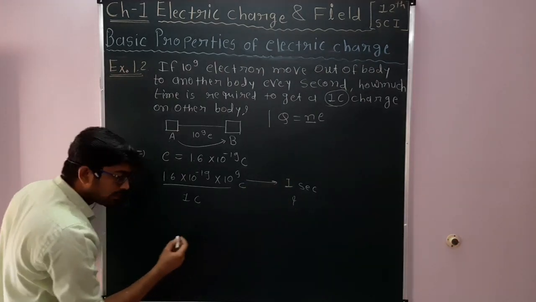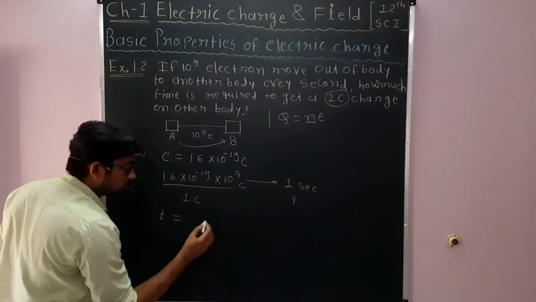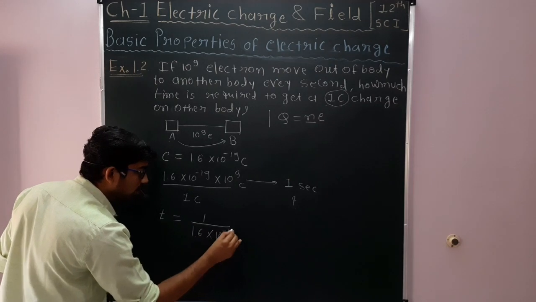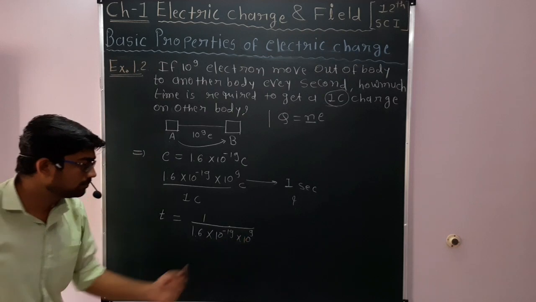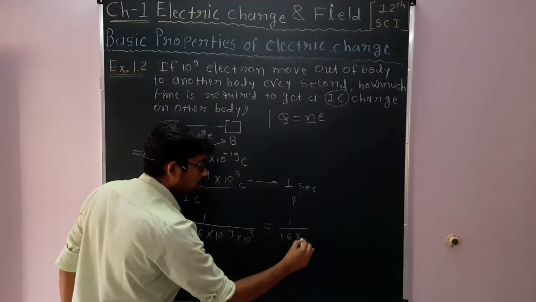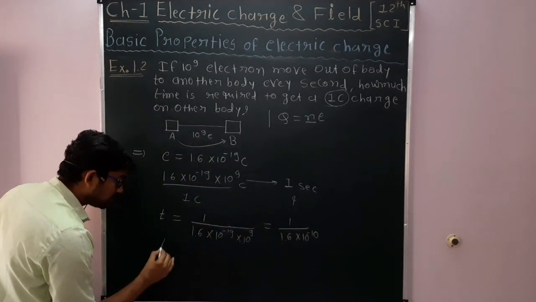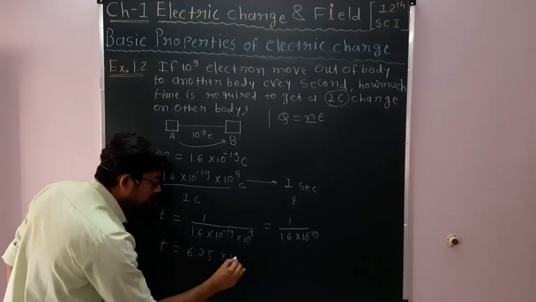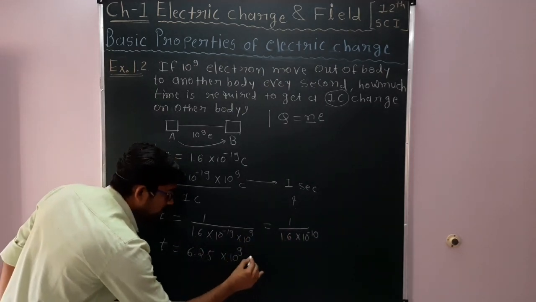Cross multiply. The time required is t. t equals 1 cross 1, divided by 1.6 times 10 to the power minus 19 into 10 to the power plus 9. So it becomes 1 upon 1.6 times 10 to the power minus 10. When we divide this, the time t equals 6.25 times 10 to the power 9, which becomes positive. So that is 10 to the power 9 seconds.